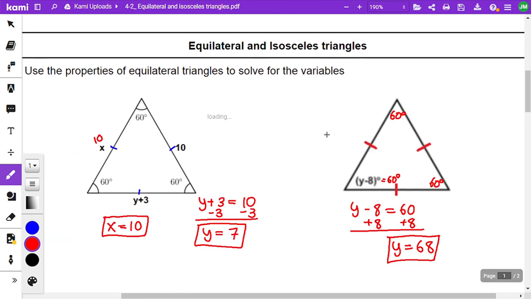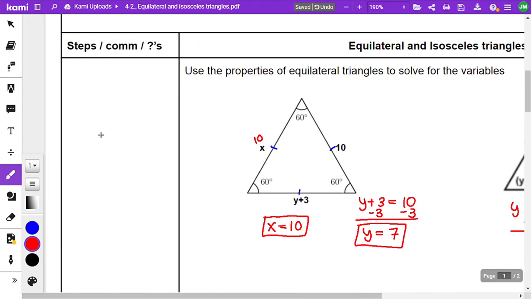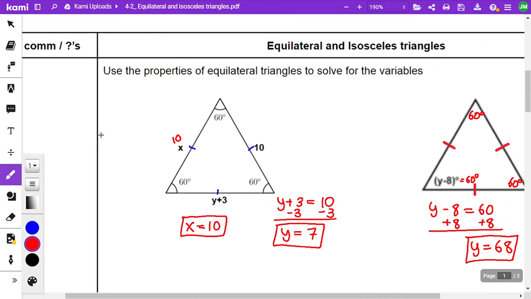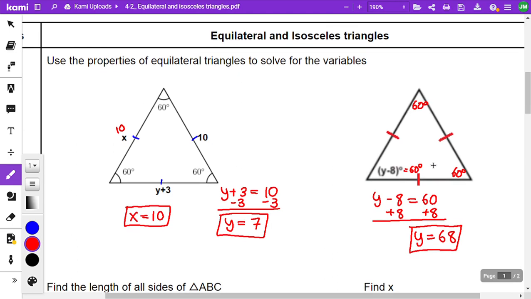All right, if you end up having any questions on equilateral triangles, you can write them down here, and I'll address them when I come back on Thursday. So these are pretty much properties of equilateral triangles, and we talk about congruent sides or congruent angles. Just keep that in mind if you're trying to solve for any of these.